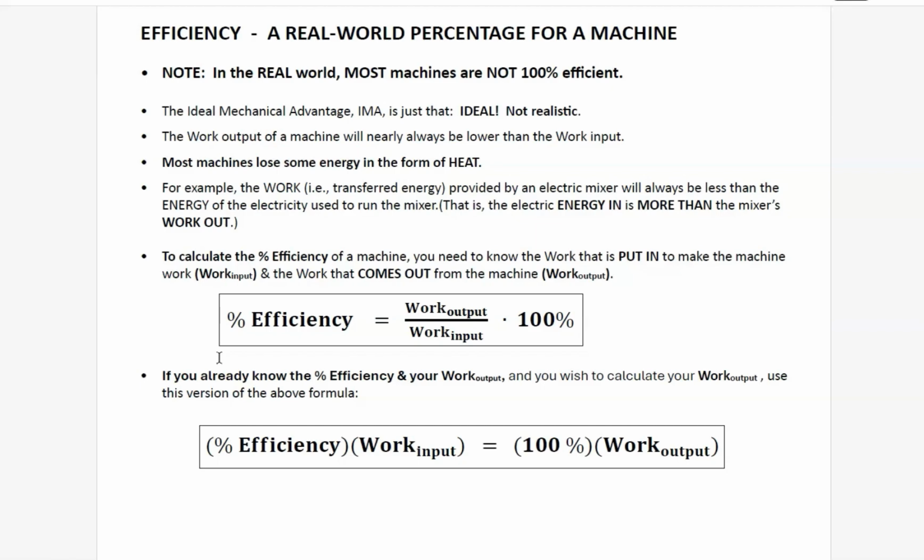All right, now what if you already know the efficiency? We're going to use this last formula. This last formula is just the same as the upper formula here, just rearranged.